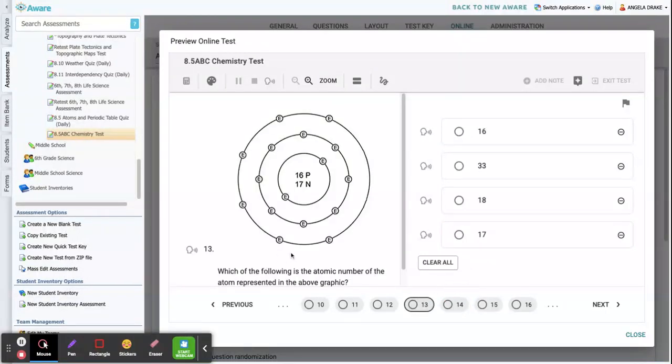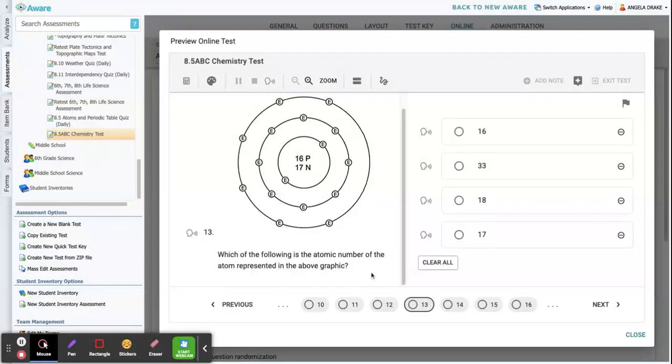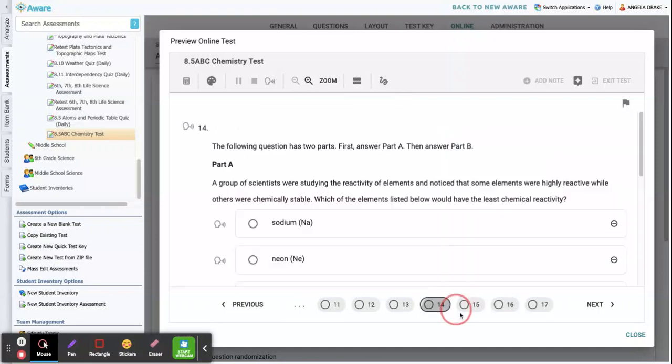Which of the following is the atomic number of the atom represented with the above graphic? Well, protons always tell me the atomic number. Remember, APE is the same. If I have 16 protons, then I have 16 electrons, and my atomic number is 16. So the answer should have been 16.